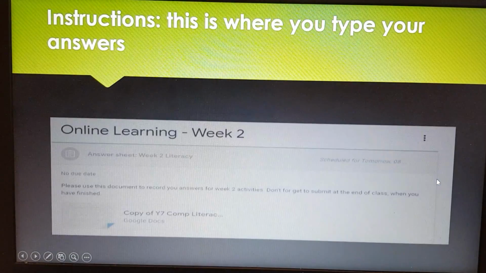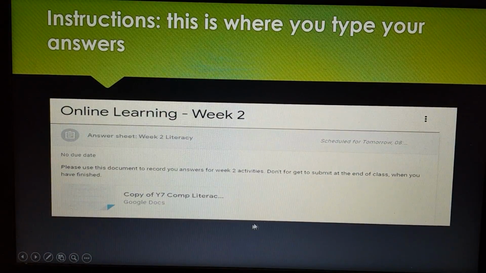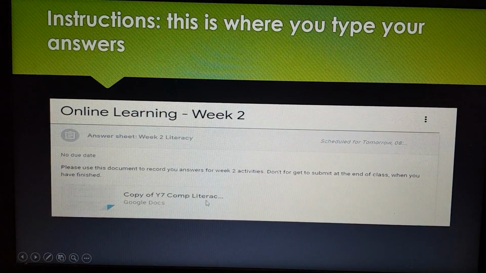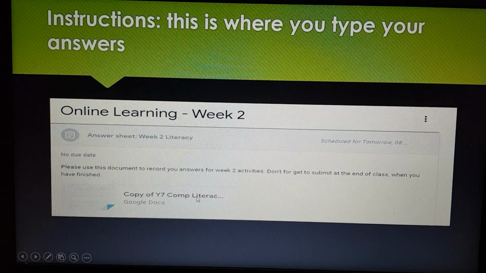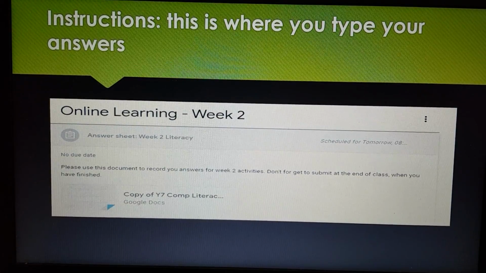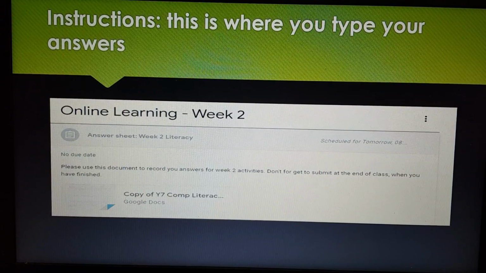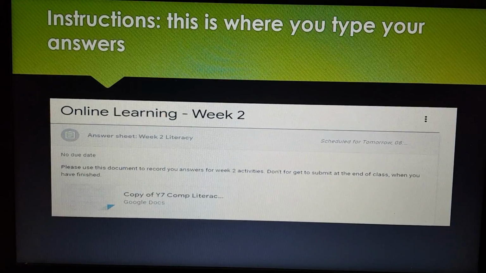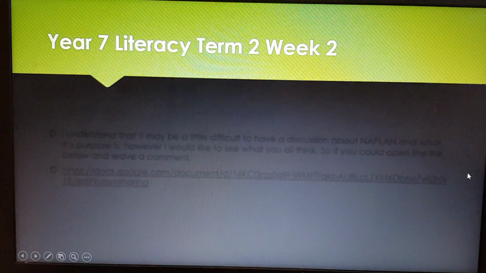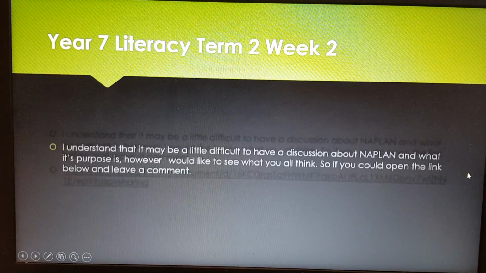You will also need to have this copy of your literacy answer sheet. This is a Google Doc, and you're going to submit this to me through Google Classroom so that I can correct your work at the end of the lesson. Okay, let's get into it.